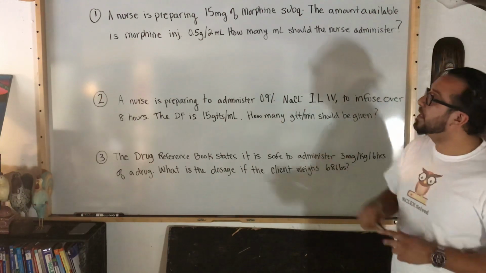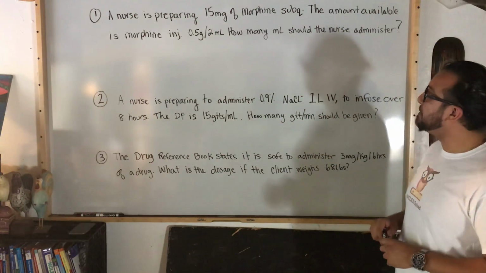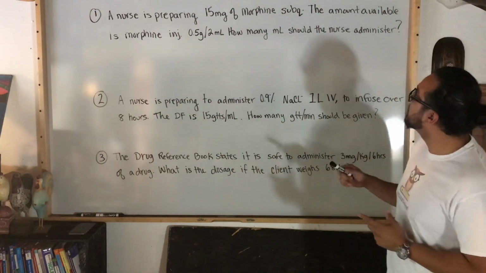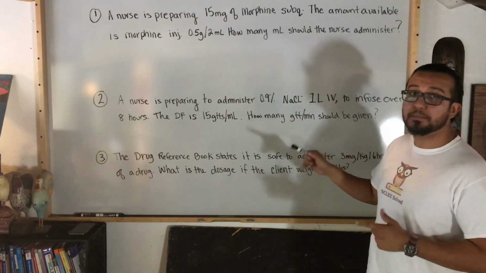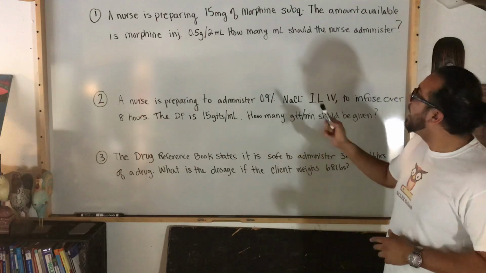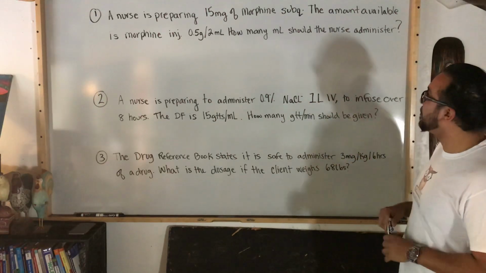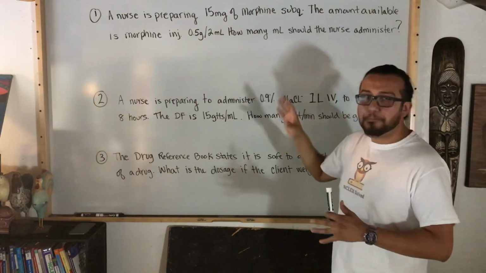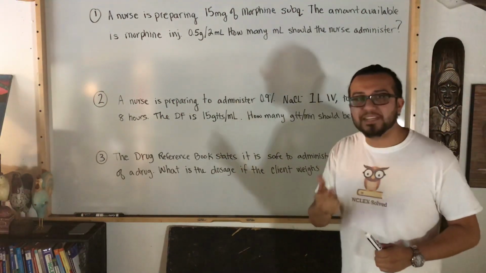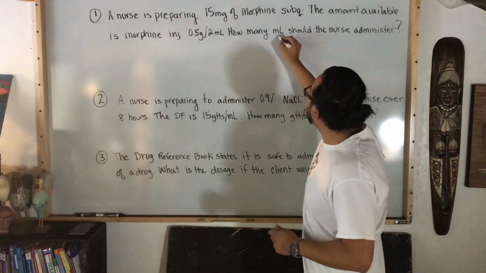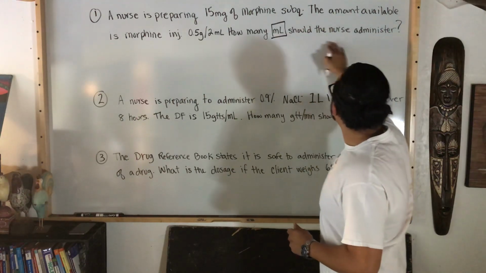So to start off, number one, it says, a nurse is preparing 15 milligrams of morphine subcutaneously. The amount available is morphine injection 0.5 grams for every 2 mLs. How many mL should the nurse administer? Well, there's a lot of information here. First thing I want you guys to identify is exactly what the question is asking you. Well, how many mLs should the nurse administer?